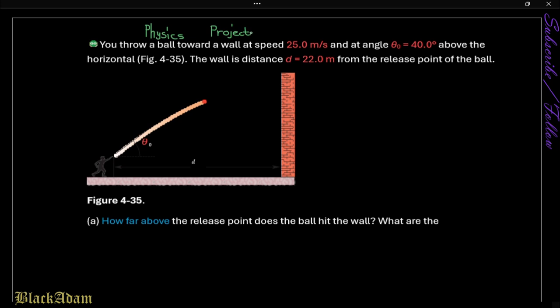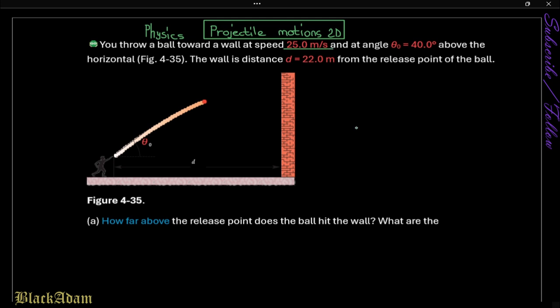We have a problem based on projectile motion. You can also call it kinematics, that's up to you, and it's in two dimensions. You throw a ball toward a wall at a speed of 20 meters per second. So there's a man throwing the ball, and it hits the wall somewhere.